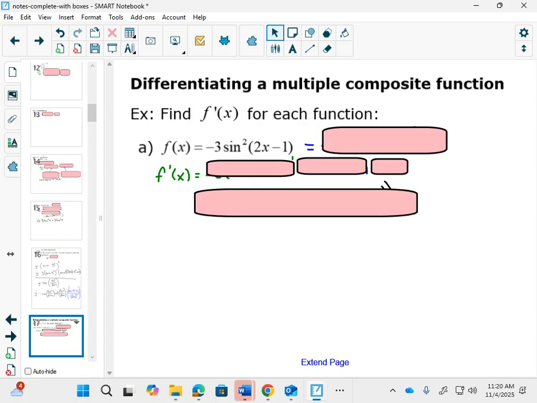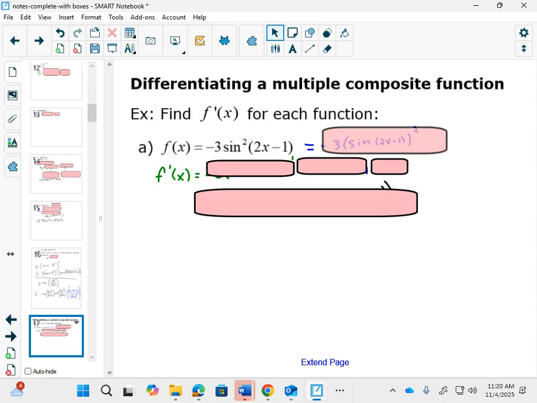What happens when you have a chain rule inside of a chain rule? Or one function inside of another function inside of another function? The rules still stay the same. In other words, what was our rule for our chain rule? Derivative of the outside function, keep the inside the same, then do the derivative of the inside function.